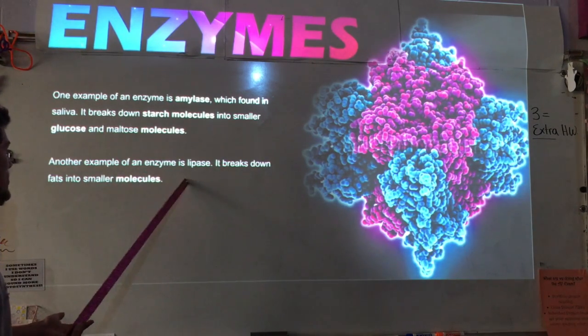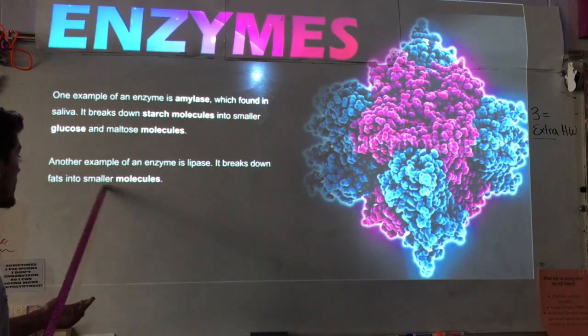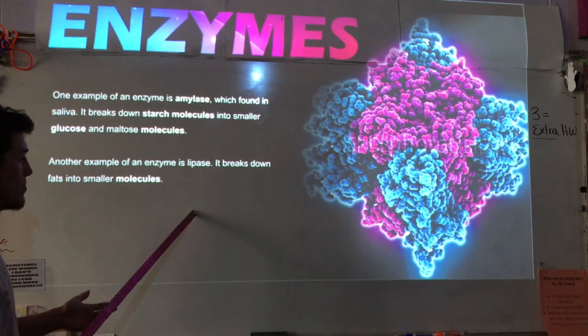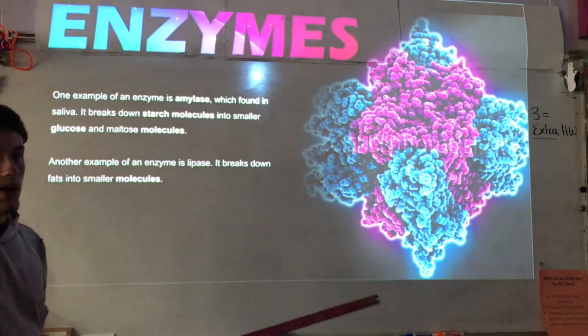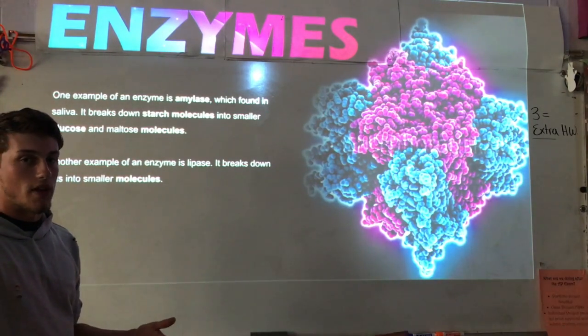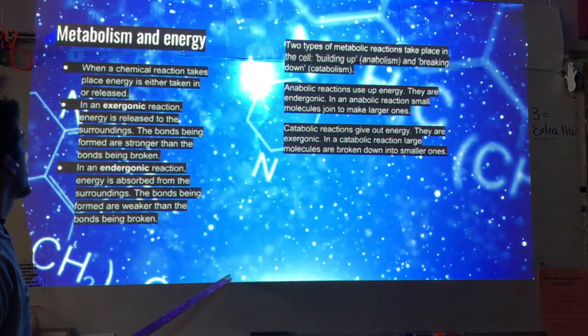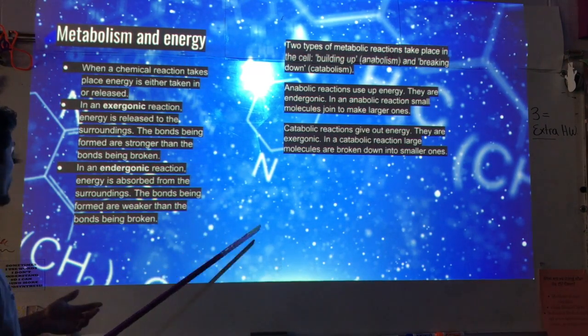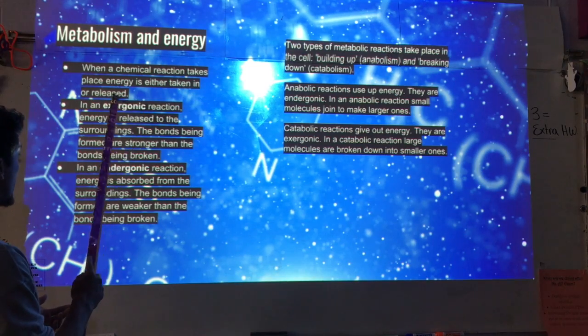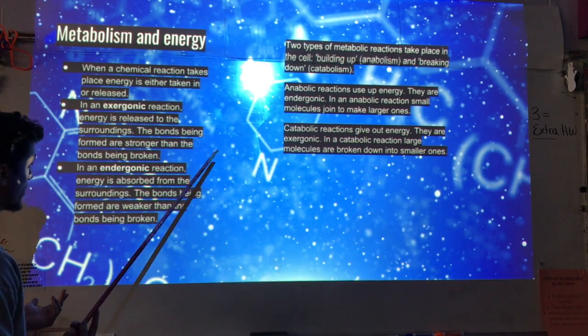Another example of an enzyme is lipase, and it breaks down fats into smaller molecules. Without lipase, it would take much longer to break down fats in the body. So enzymes are really important, and it's just important to understand what they are and what they do. And then, so metabolism and energy. When one of those chemical reactions takes place, energy is either taken or it's released.